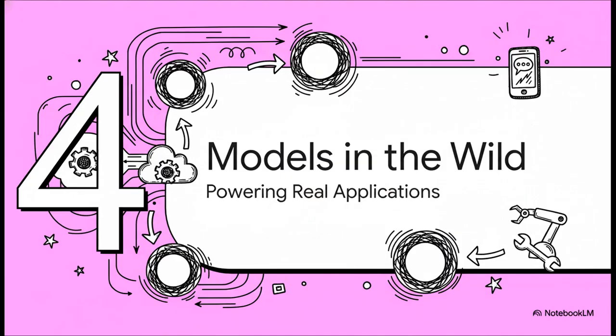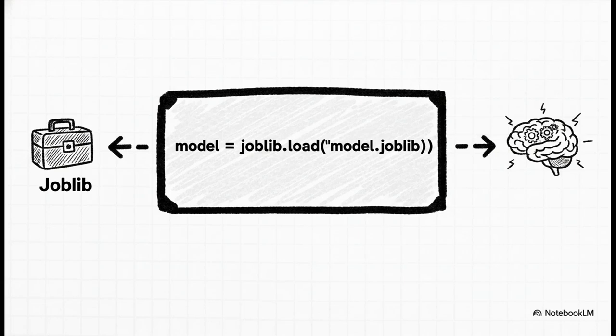Okay, that's enough of a theory. Let's take a look at how these serialized models actually work out in the wild, powering real applications that we use every day. So here's a look at a really simple web API. Just look at that one single line of code. That's the magic right there. With that one command, we are loading our entire pre-trained model into memory, ready to serve predictions. We're not doing any training here. We're just loading up all that saved intelligence.